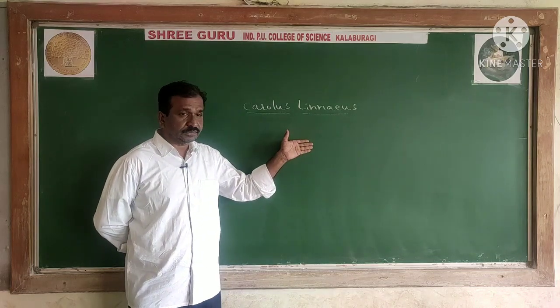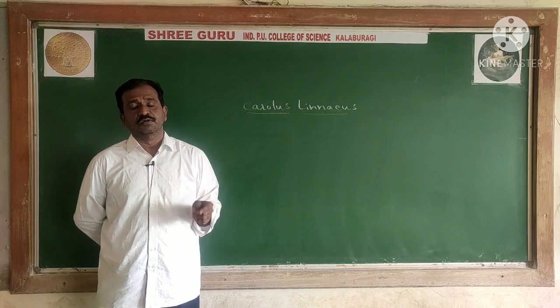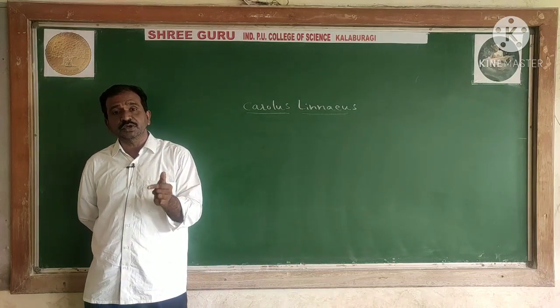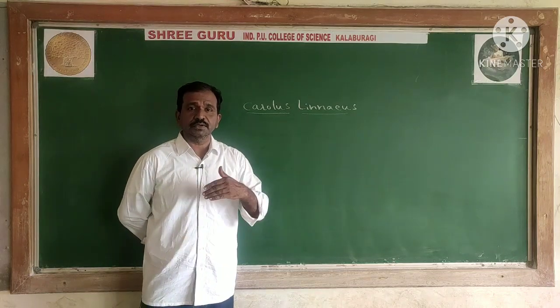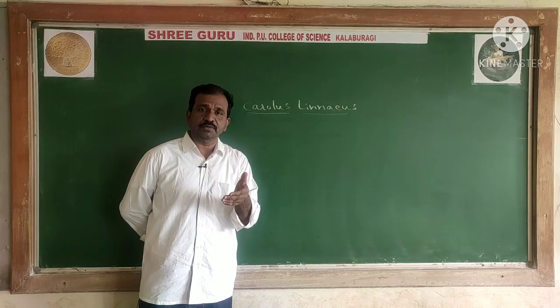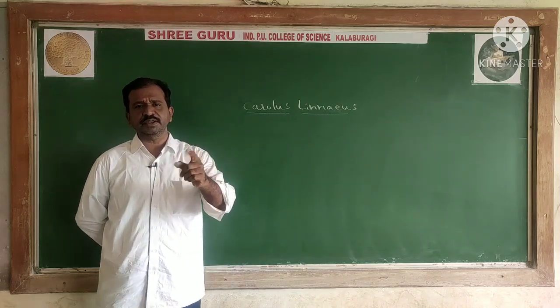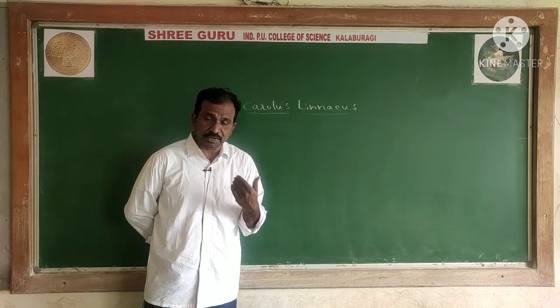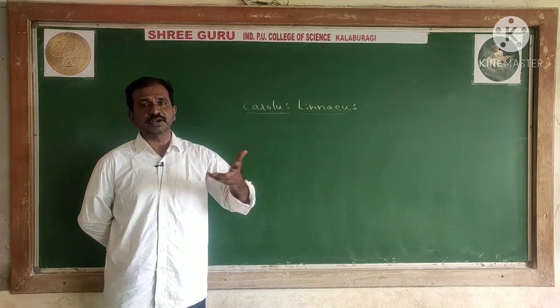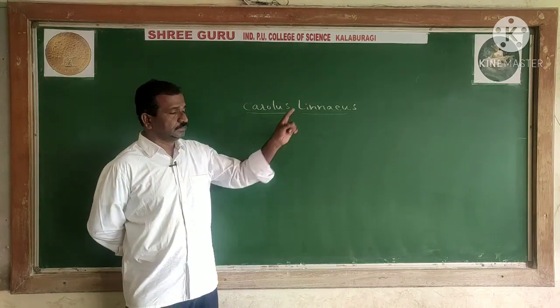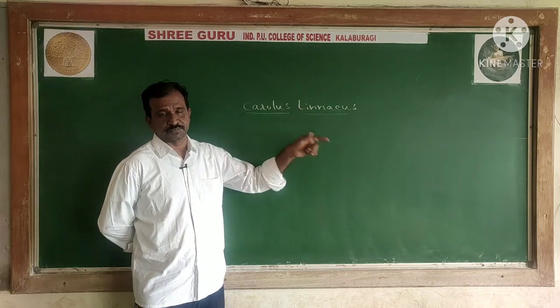So why is it essential? To avoid confusion. Why would there be confusion? Because one name has to be given to one animal, but it has been given several names. Ondu animal ge bahalashtu hesaru irutte. In various regions also we can observe that several names are there. To avoid confusion, they started giving the scientific names.